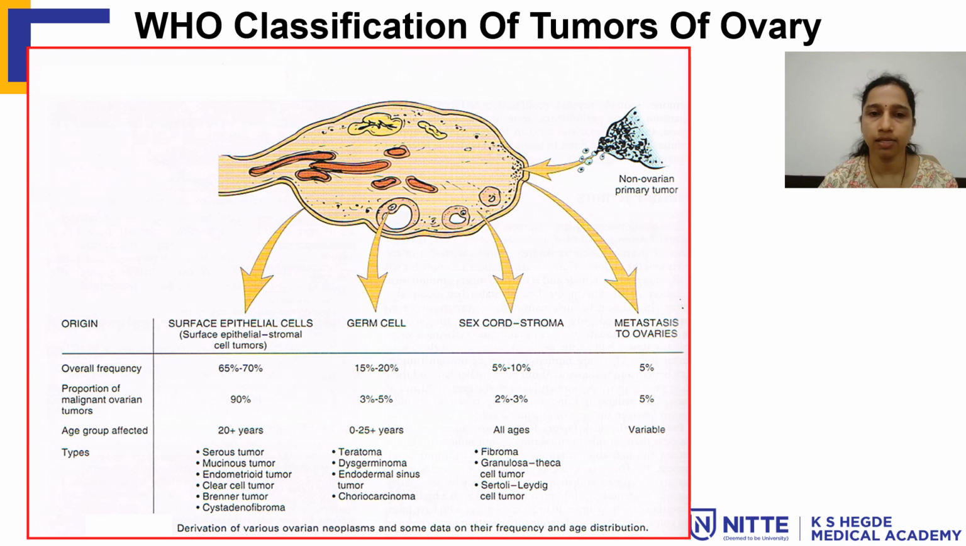So based on the histology, there are three main cell types in the ovary. They are epithelial cells, germ cells, and sex cord stromal cells. So the tumor can arise from each of these three components, and in addition, there is a fourth set of tumors, which is a metastatic tumor to the ovary.